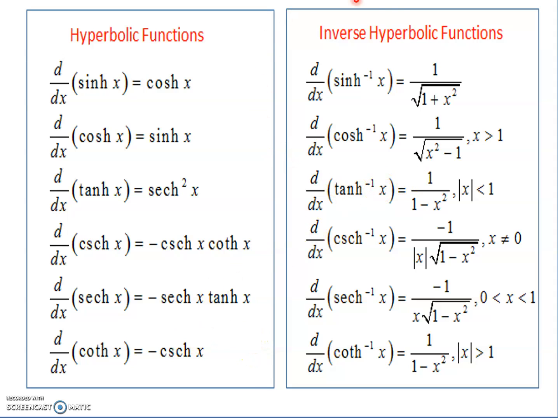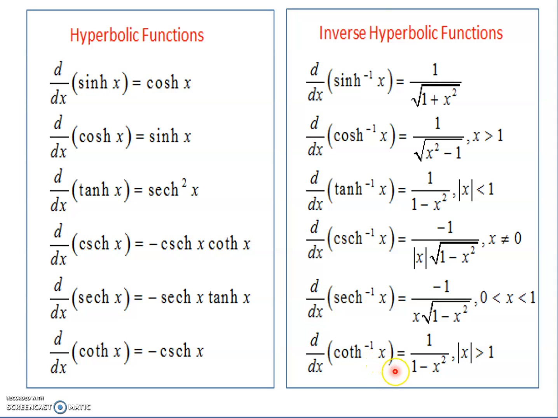That is the inverse hyperbolic functions. Derivative of sinh inverse x is equal to 1 upon under root 1 plus x square. Derivative of cosh inverse of x is 1 upon under root x square minus 1. Derivative of tanh inverse x is 1 upon 1 minus x square. Derivative of cosech inverse of x is minus 1 upon x under root 1 plus x square. Derivative of sech inverse of x is minus 1 upon x under root 1 minus x square.